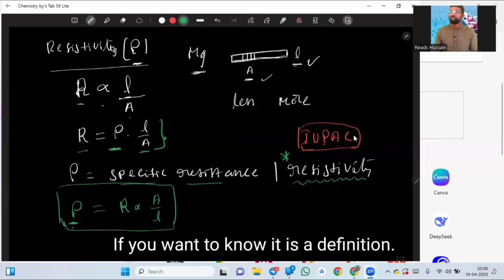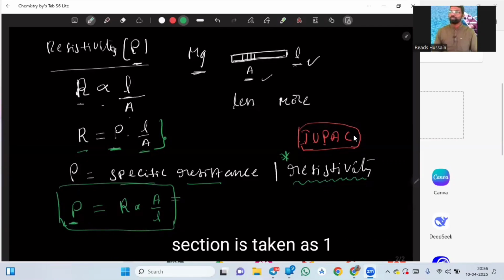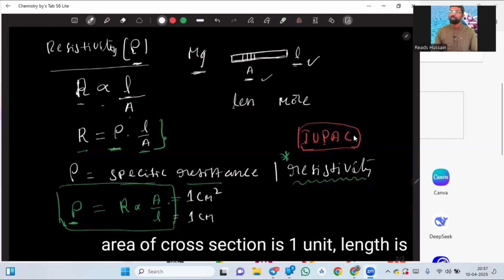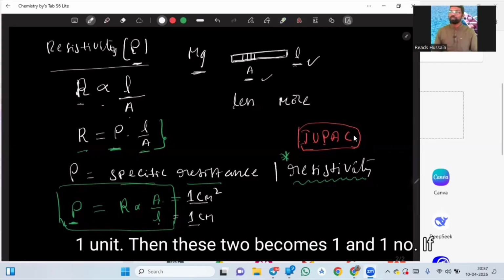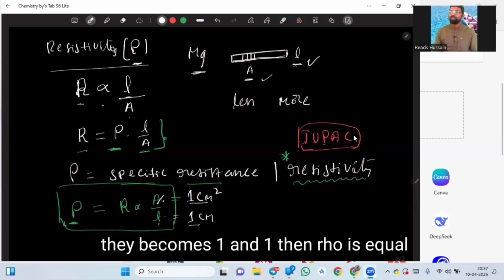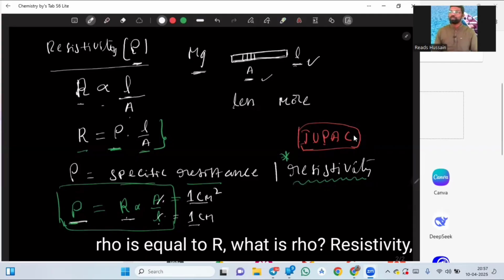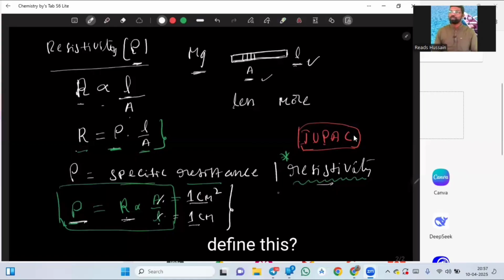Now, if you want to know the definition of resistivity, what is resistivity? If area of cross section is taken as 1 centimeter square and the length is taken as 1 centimeter, that means area of cross section is 1 unit, length is 1 unit. Then these two become 1 and 1, no? If they become 1 and 1, then rho is equal to R. What is rho? Resistivity. What is R? R is resistance.